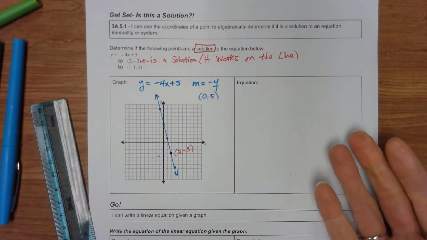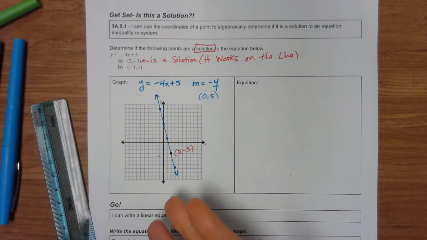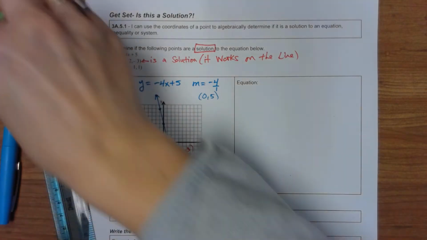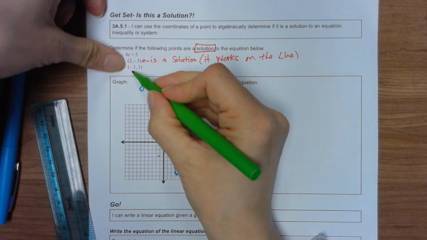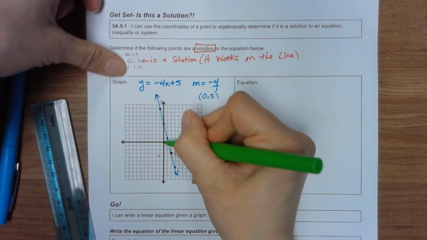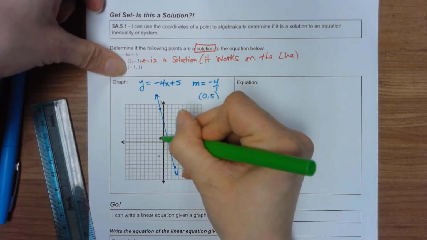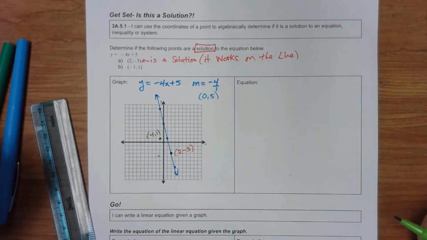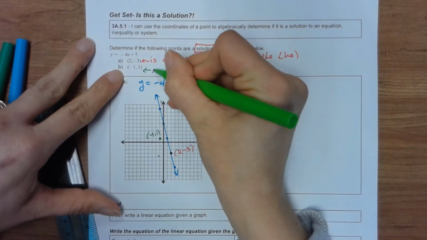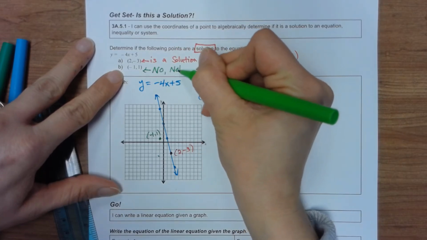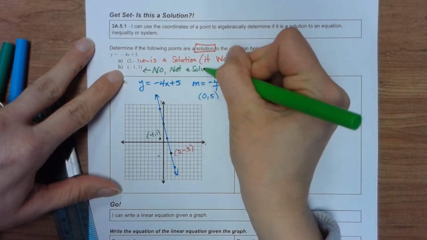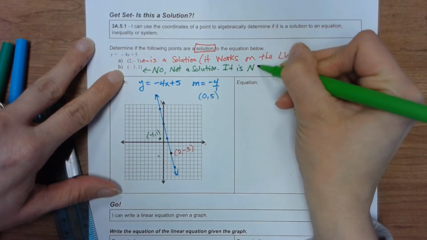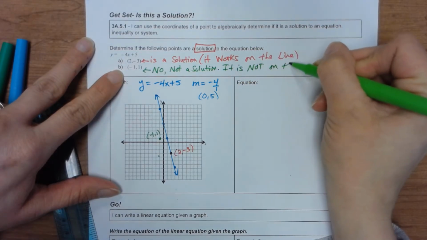Okay, so one of the ways we could do this is by graphing the line and then seeing if the point is on it or not. How about the other one they asked about? Negative 1, 1. So I go 1 to the left, 1 up. Here's the point, negative 1, 1. Is that point on the line? No, okay? Not a solution. It is not on the line.